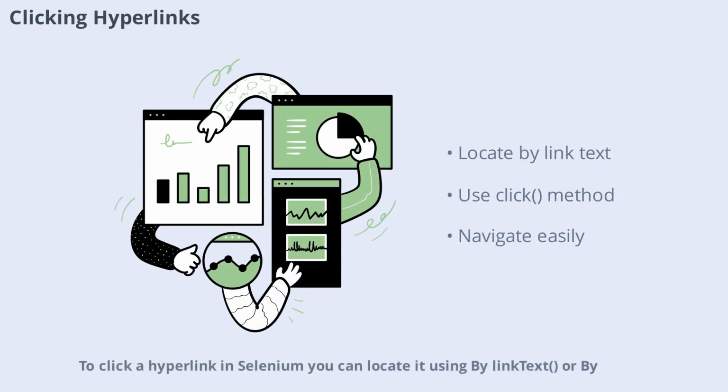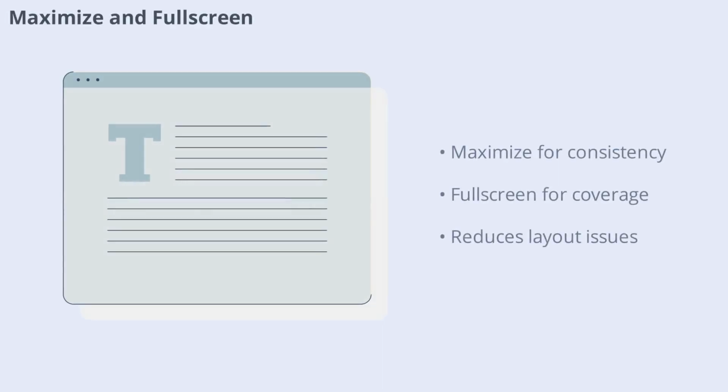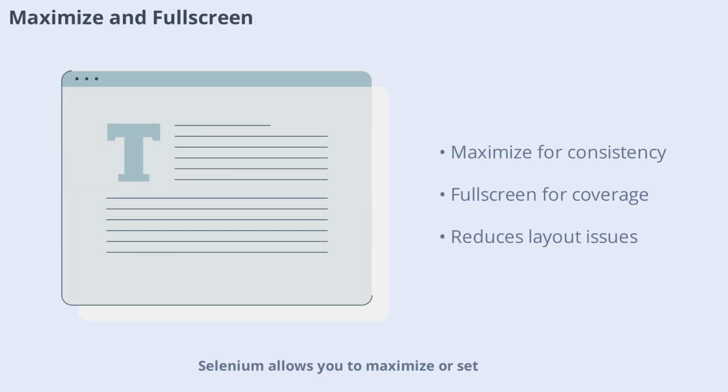To click a hyperlink in Selenium, you can locate it using by link text or by partial link text, then call the click method. This approach is straightforward and effective for navigating through web pages or triggering actions linked to specific anchor tags. Selenium allows you to maximize or set the browser window to full screen mode using driver.manage().window().maximize() and driver.manage().window().fullscreen(). These methods help ensure your tests run in a consistent browser state, reducing layout-related issues.